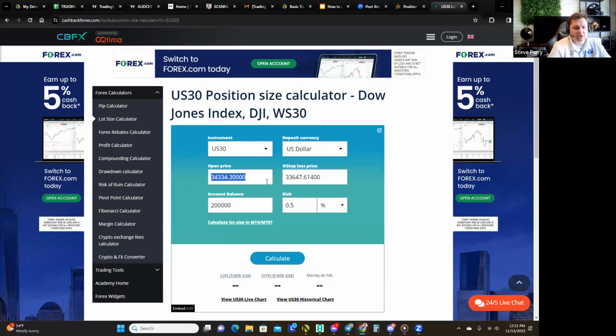With this one, it's not like pips. They don't work that way. You have to know, before you actually come in here, your open price, the current price you're going to get in at. Let's leave it at whatever it was. And you have to know where your stop loss is going to be. Then you put in your account balance, and then your risk per trade. Like I said, I usually do 0.25, and then you click calculate.